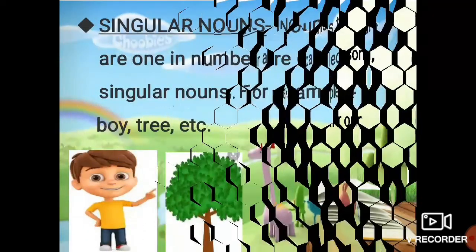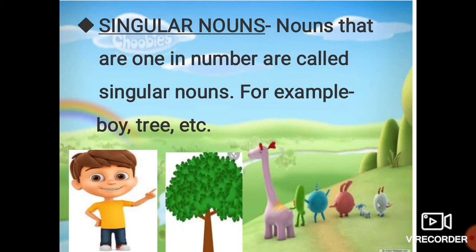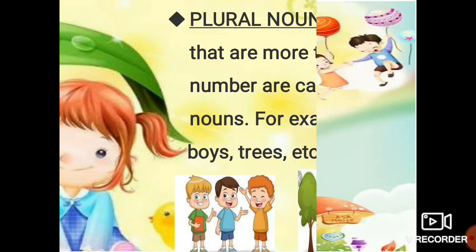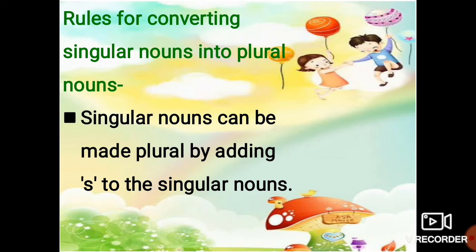Now, first we will understand singular nouns. Nouns that are one in number are called singular nouns. For example, boy, tree, etc. Next, plural nouns. Nouns that are more than one in number are called plural nouns. For example, boys, trees, etc. Now students, we will study rules for converting singular nouns into plural nouns.